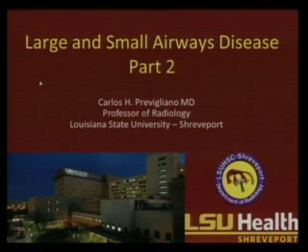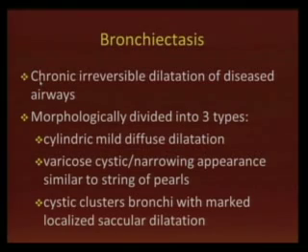Today we continue with the large and small airways disease lectures. In the first lecture, I was talking mainly about the trachea and the main bronchi, and today I will speak about the small airway. We will start with bronchiectasis, and we can define bronchiectasis as an irreversible chronic dilatation of the airway.